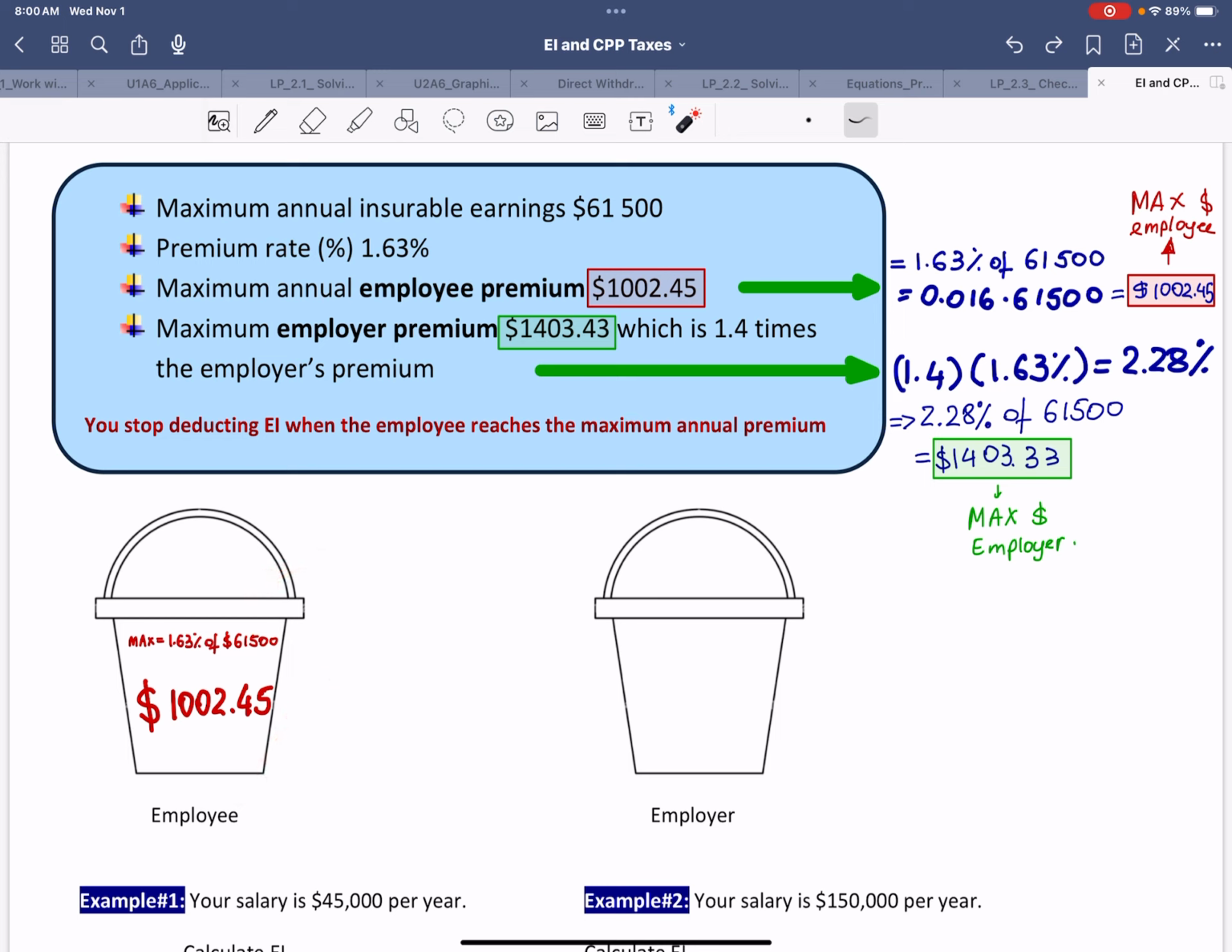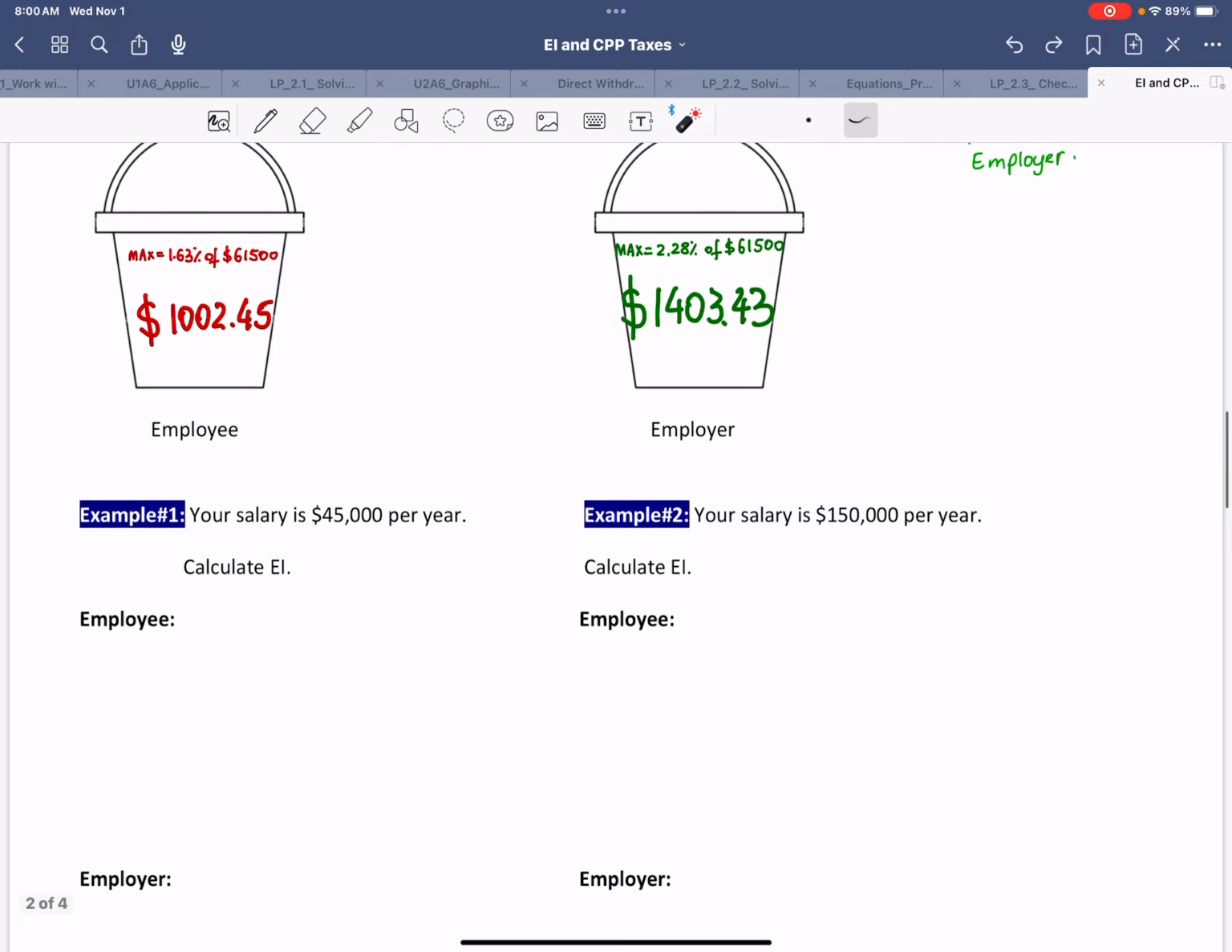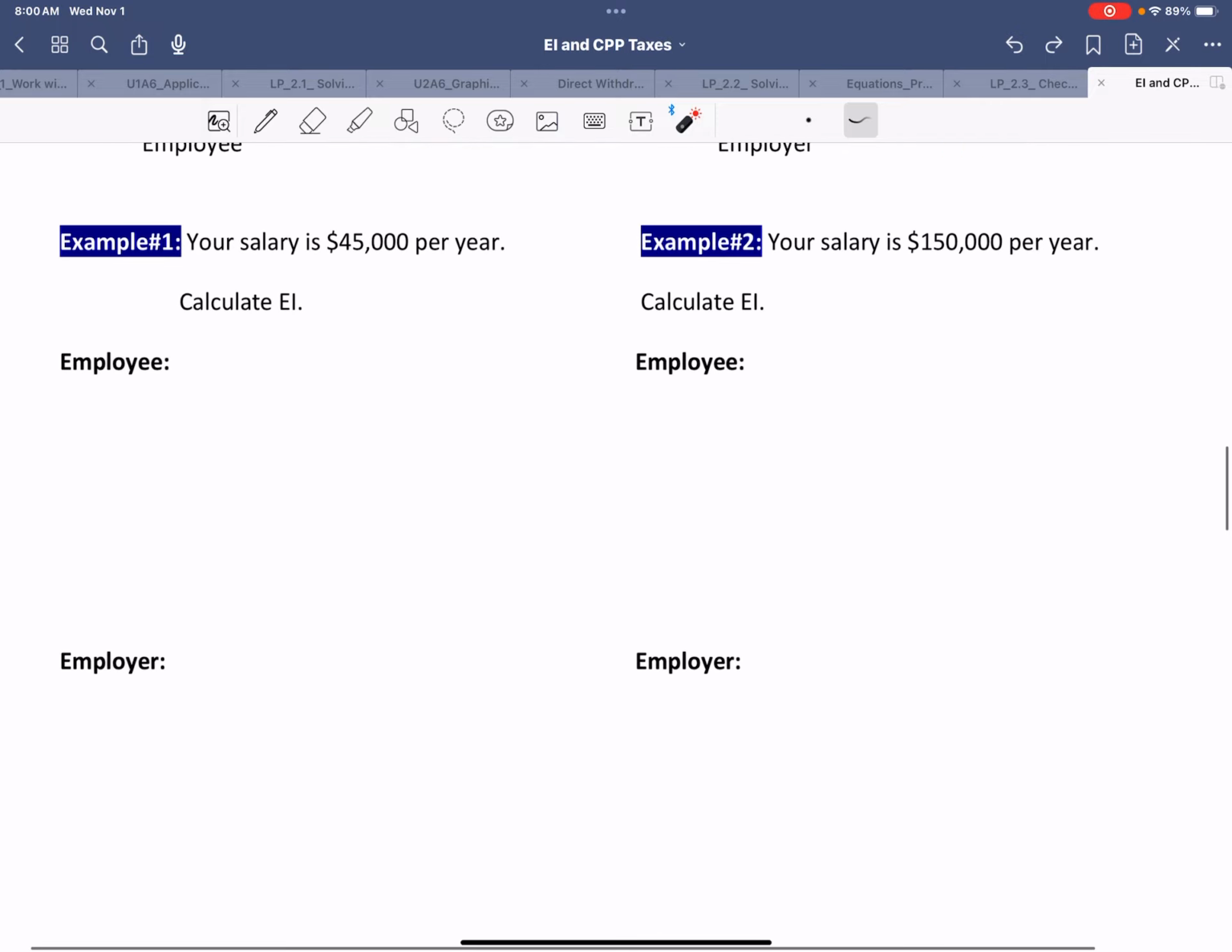As for the employer, he will pay 2.28% of 61,500, which means that in total, the employer will pay $1,403.43 maximum. So anything that is exceeding this amount, there will be no money coming out of his pocket. So let's practice this in these two examples.